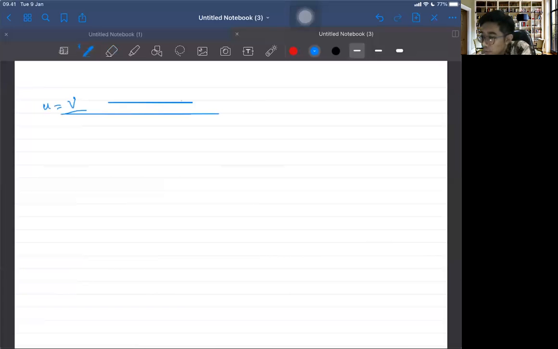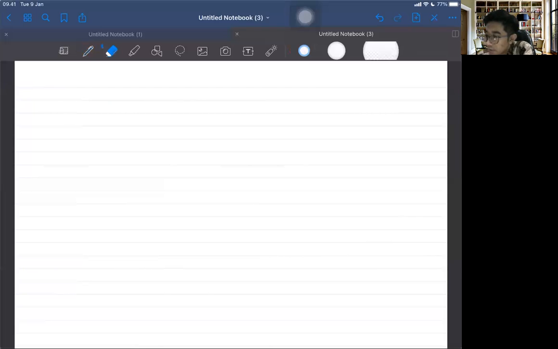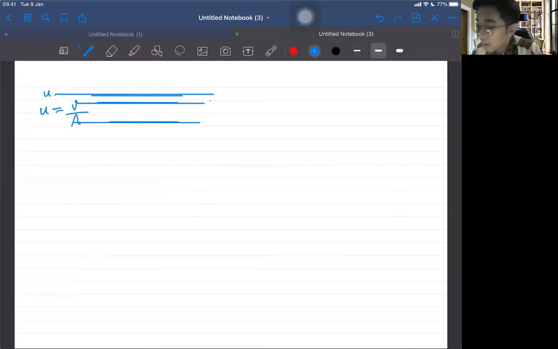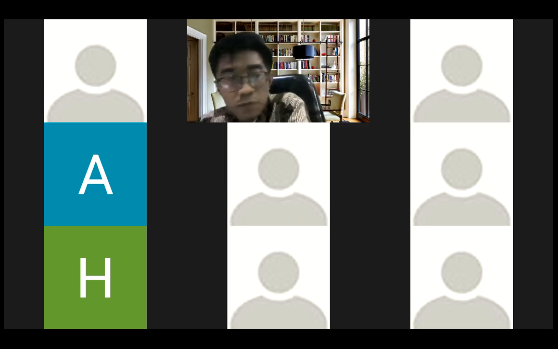What happened with this pen? Sorry. Why does it always make lines? Okay, just a minute. I need to check the setting first.